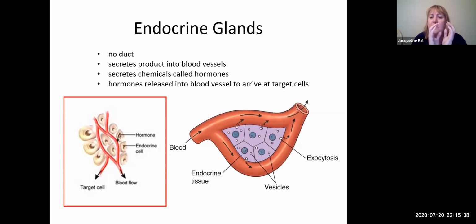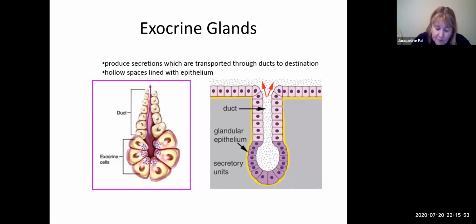And so we will spend more than a full lecture learning about the endocrine system, but not until we're done with the nervous system. So it'll be a while before we come back to endocrine glands.